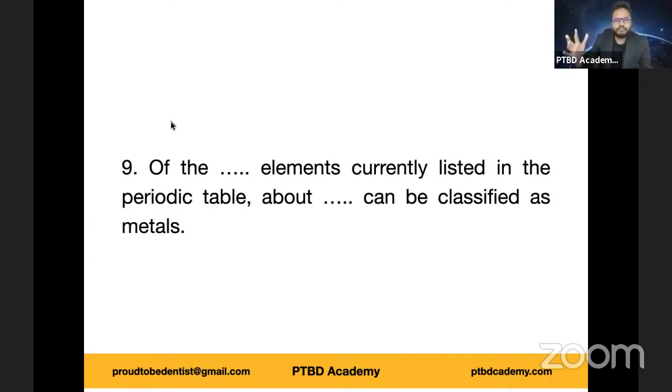Of 118 elements currently listed in the periodic table, around 74.6% of them, that is 88 of them, can be classified as metals. 88, right? These are values given in Phillips. You can go by them. And interestingly, no element having an atomic number greater than 92 occurs naturally in larger quantities, which means above 92 it's all scarce and valuable. So no element having an atomic number more than 92 occurs naturally in large quantities.